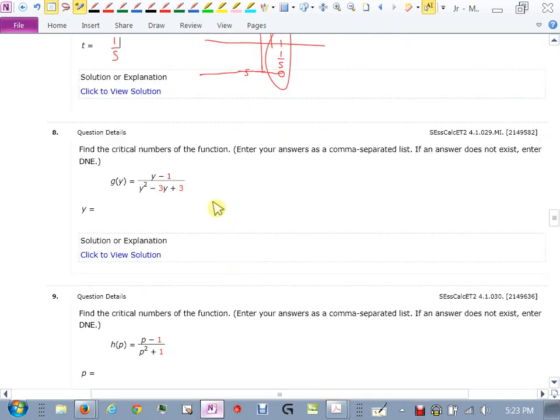All right, for this one, find the critical numbers. So what we're going to need to do is do a little bit of quotient rule. The derivative of the top is 1 times the bottom minus the derivative of the bottom times the top all over the bottom squared.